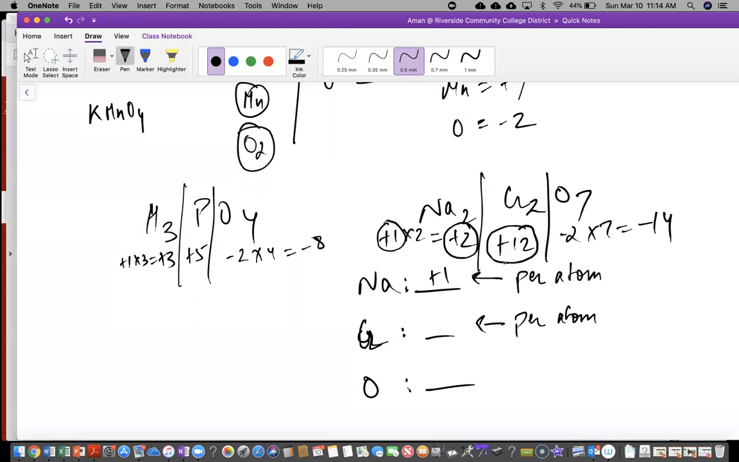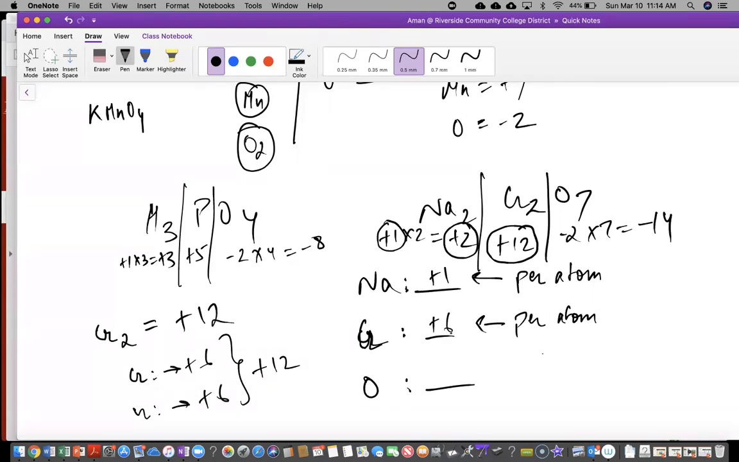Does that make sense? 2 chromiums are giving you a +12 charge. That means each one is giving you +6. One chromium gives me +6, the other chromium gives me +6, and that's why the total is +12. So each one has to be +6. That makes sense? Yeah. So the final answer is +6 for chromium, not +12 or anything else.